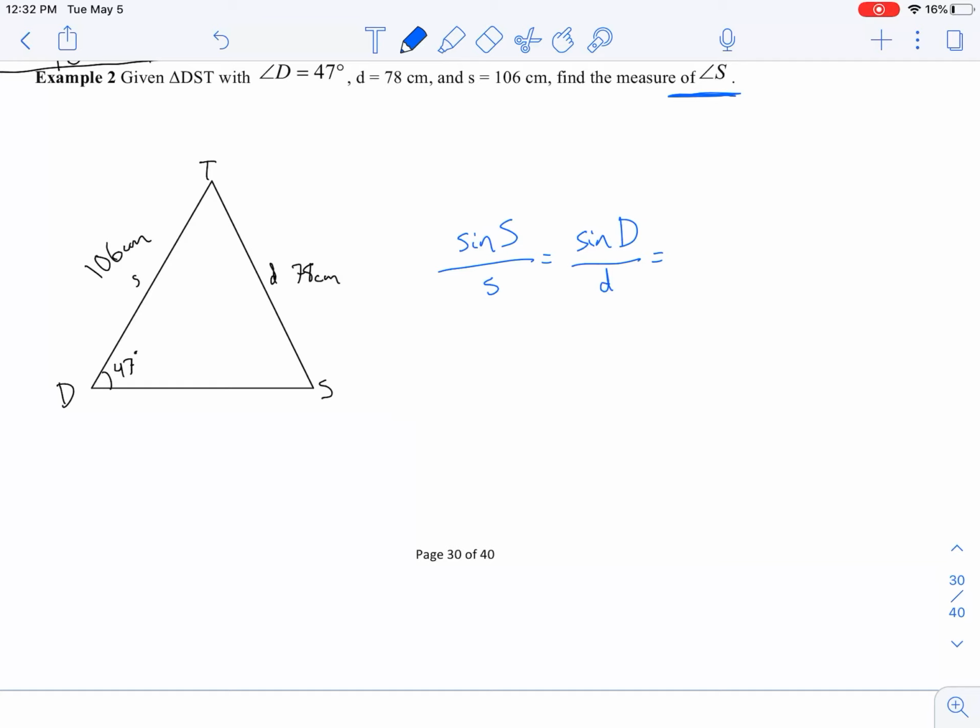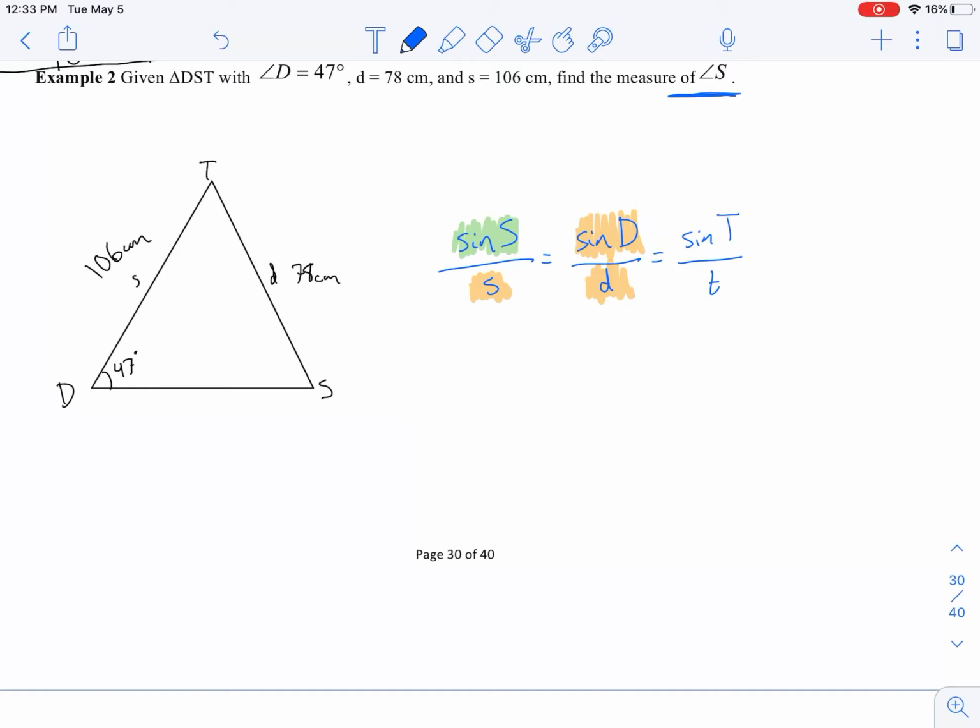We could also use this last one of sine T over T if we knew anything about T. We don't. So we can clearly see the complete ratio I'm going to use is this sine D over D, because I know the side length and I know the opposite angle. And then we're trying to solve for S, and we know side S, we know this value as well, and this is going to be our one value that we are going to try to solve for. So there's 3 of our 4 missing puzzle pieces.